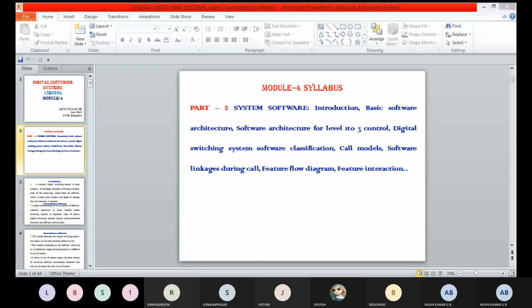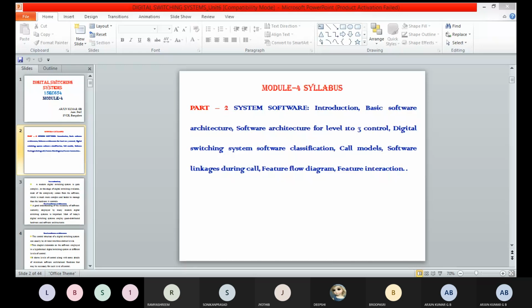We have different levels of software because, based on the operations and the specific task, we update the proper software. The basic software architecture of a typical digital switching system has different types of control software at different levels of control. The type of control depends on the level of the system.